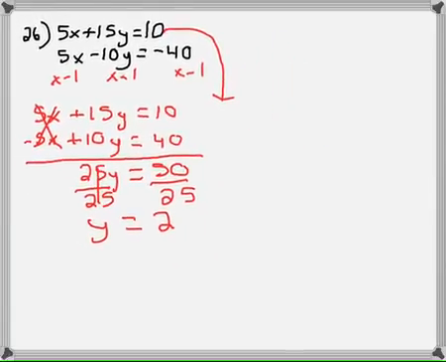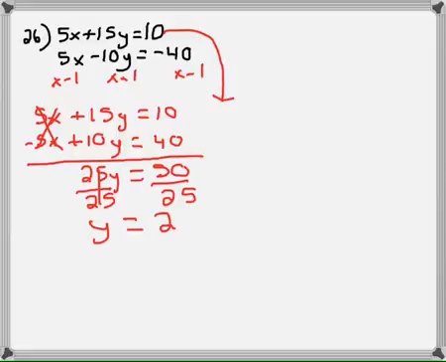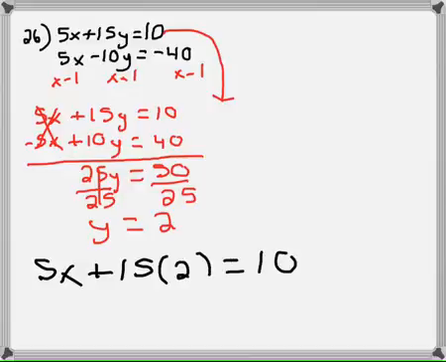I'm shrinking the screen so I have more room to work with. So I'm going to go 5x. I'm actually going to use black. 5x, I'm copying this equation. Plus 15, not times y. What am I going to put in the y spot? I hope you said 2 because that's what the y is. It's 5x plus 15 times 2 equal 10. Now I'm going to do the math that I have here. 5x plus 15 times 2 is 30, equal 10, sorry.